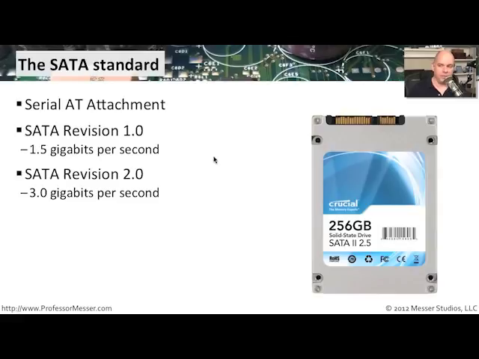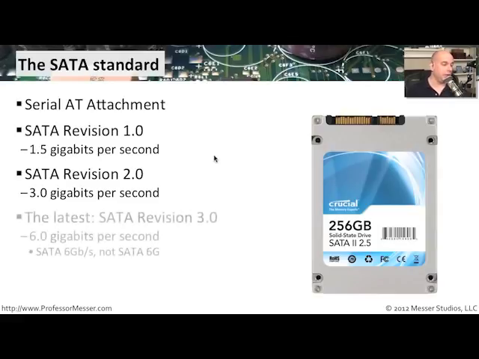The latest SATA standard goes even faster than that. That's SATA revision 3.0, which runs at 6 gigabits per second. One thing you have to watch for is that occasionally you will see people abbreviate 3 gigabits per second as 3G. We can sometimes confuse 3G with third generation. That's not really the case.